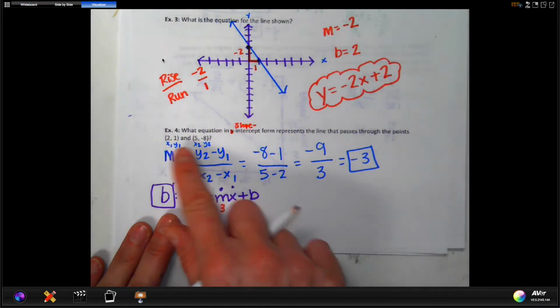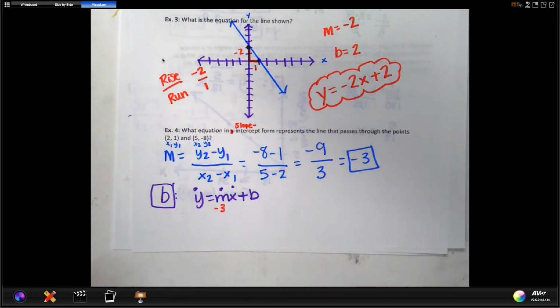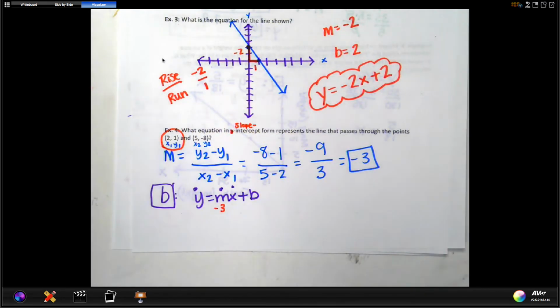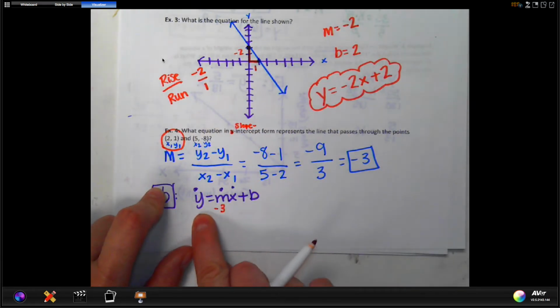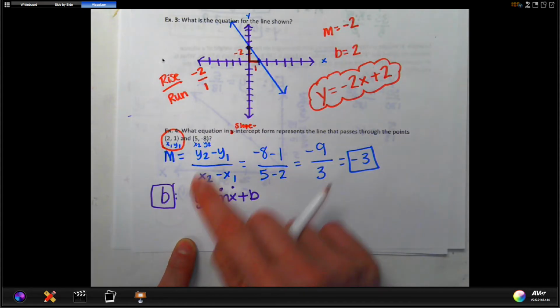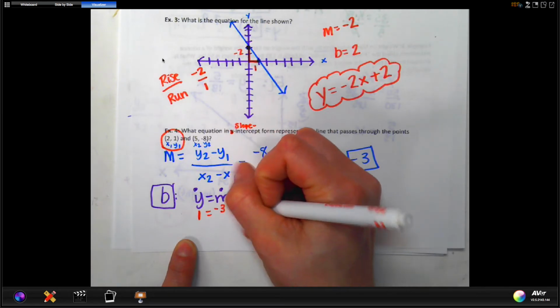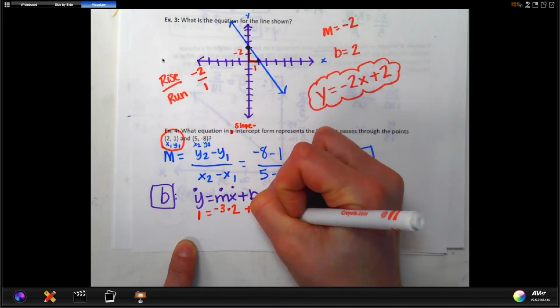Yeah, and you get a choice. You can either use x1, y1, or you can use x2, y2. Which one looks easier? X1, y1. Yeah, no negatives, and it's 2, 1. So I'm going to use this one. So the mistake that a lot of kids make here is because it goes 2, 1, they want to put 2 in for y. Right? But the y is really 1. And then our x is 2. So we write times 2 here plus b.